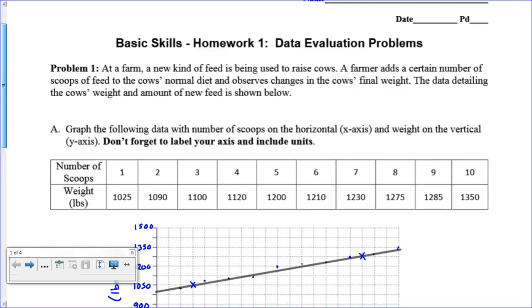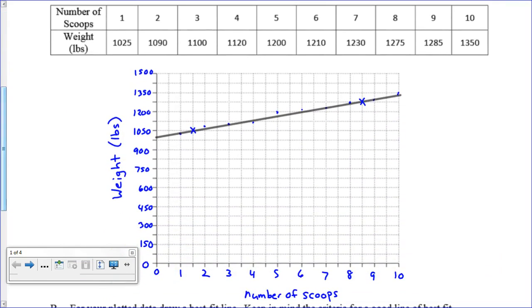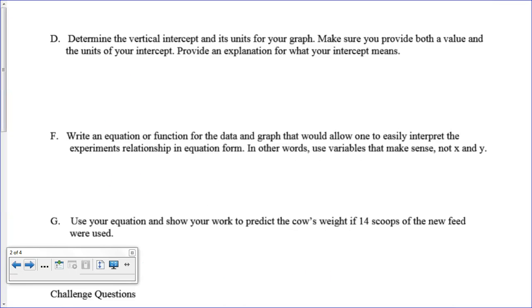So if we look back here at our graph, the vertical intercept is where it intersects there. It's just above 1,000, it looks like. So I'd call it probably just around 1,000. So I would say 1,000, and it's on the vertical intercept, so that is 1,000 pounds. All right, and then what does this mean? This is the weight of a cow if you don't use any scoops, or just the normal weight of a cow before any of the special food is given.